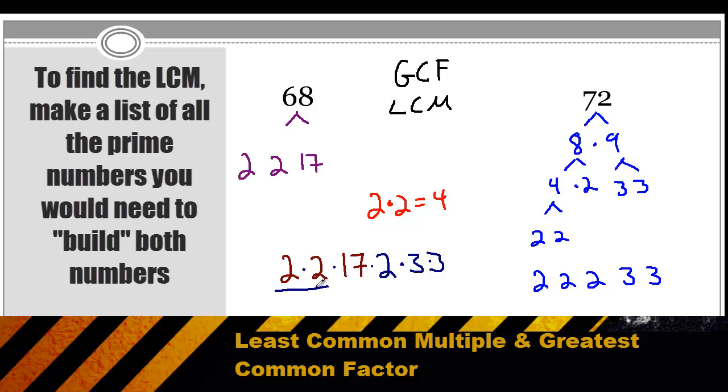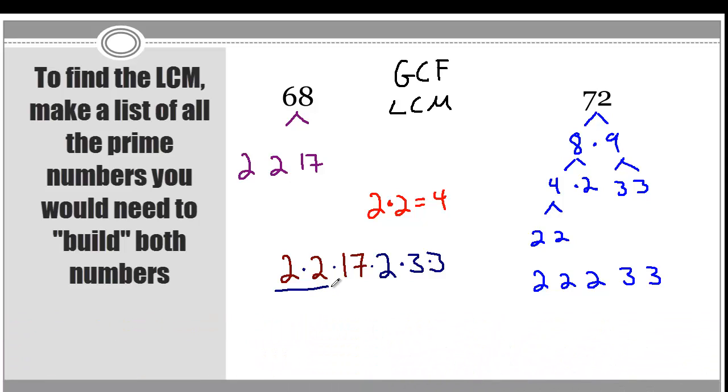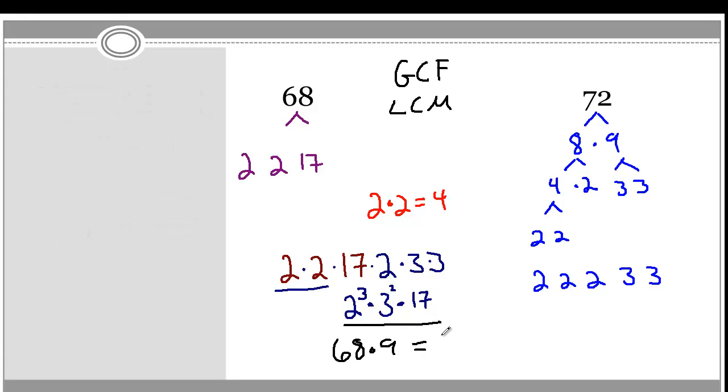But in this case, the least common multiple of 68 and 72 is whatever 2 times 2 times 17 times 2 times 3 times 3 is, or 2 cubed times 3 squared times 17. That's the smallest number you can multiply both 68 and 72 up to. In other words, this number, whatever it is, is going to be equal to 68 times 9, and it's also going to be equal to 72 times 17.